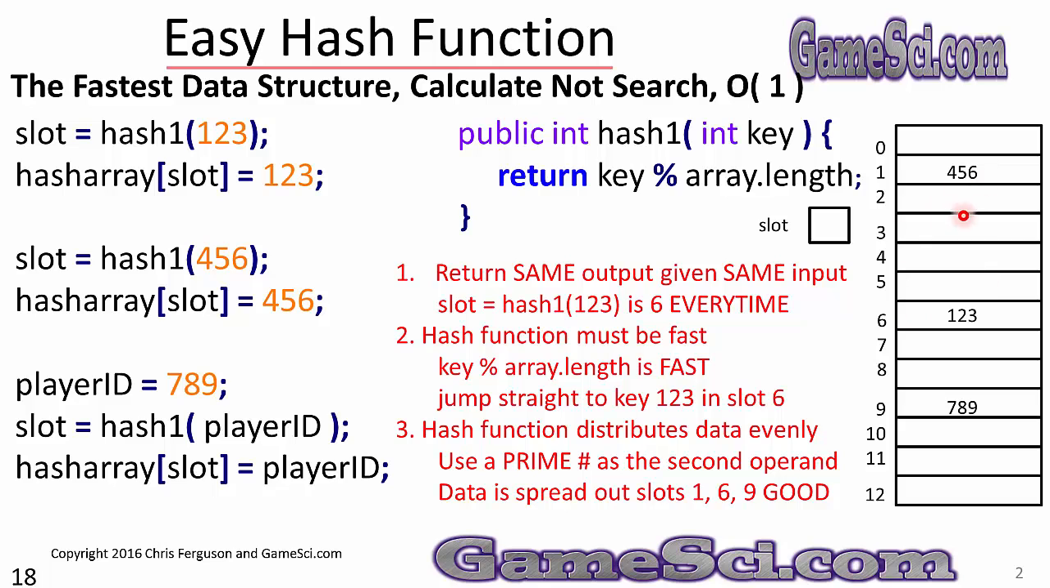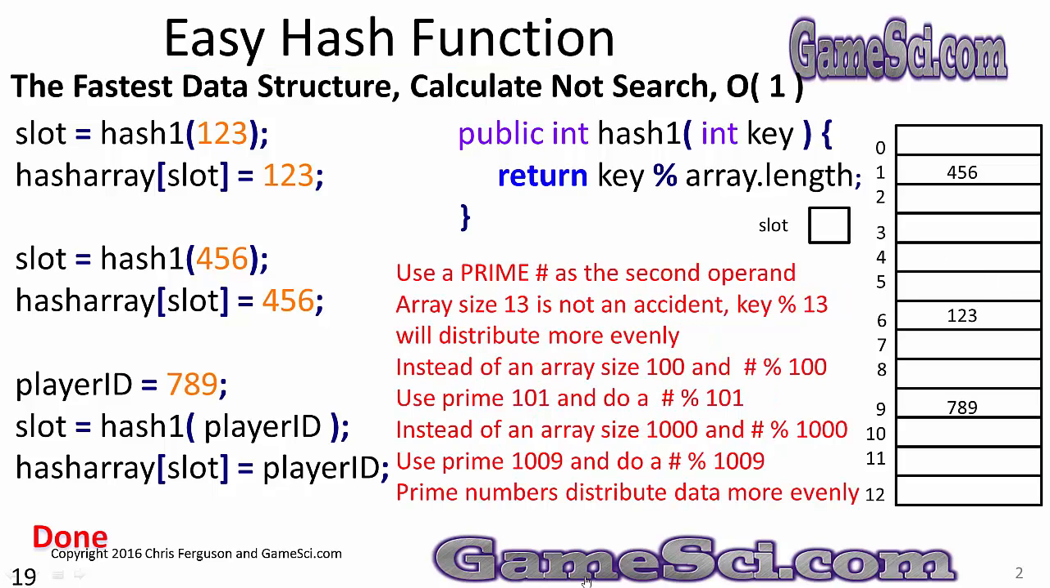If all this data was bunched up, it would be bad. When the data is spread out, our hash function is good. Using a prime number as the second operand is very important. The array size of 13 was not an accident. Key modulus 13 will distribute the data more evenly than if I did a modulus on something like 10.